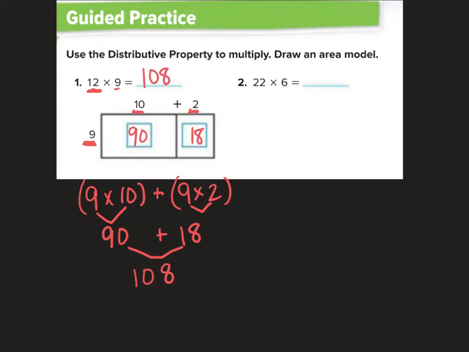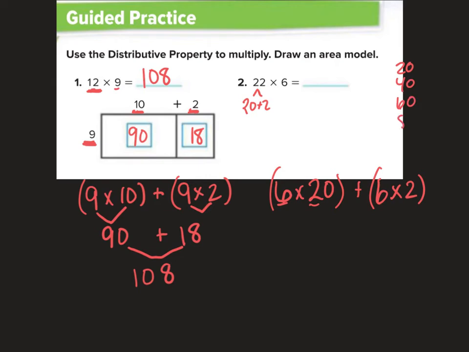All right, let's try it again. 22. Break it into 20 plus 2. So I'm going to do 6 times 20 plus 6 times 2. 6 times 20, 20, 40, 60, 80, 100, 120. 6 groups of 20 is 120. Plus, notice my plus comes straight down. 6 times 2 is 12.